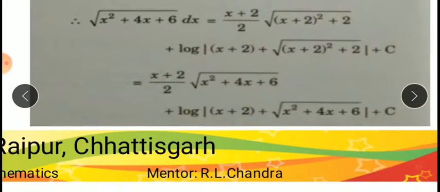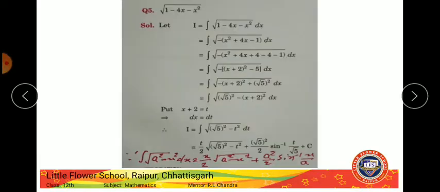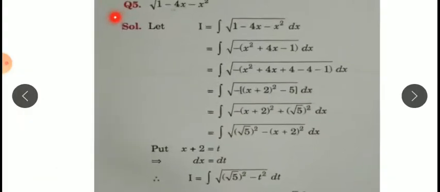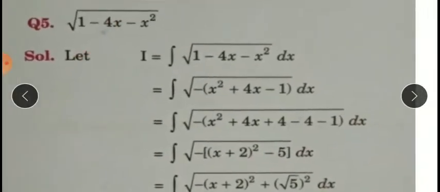After solving this one, we are getting x plus 2 upon 2 root x square plus 4x plus 6 plus log absolute value x plus 2 plus root x square plus 4x plus 6 plus constant of integration. Now see question number 5.